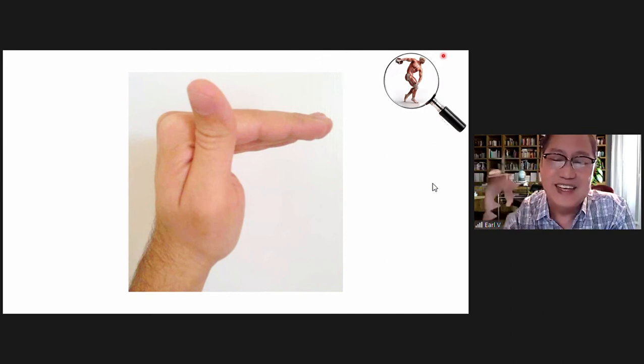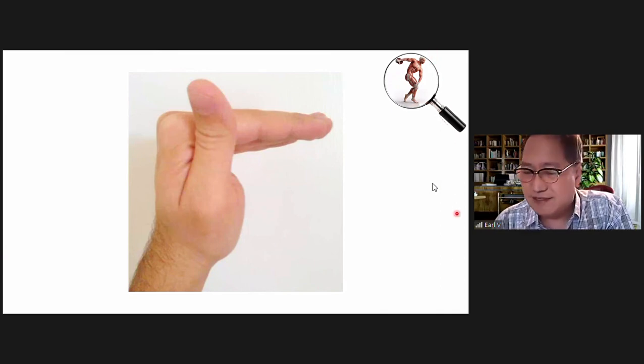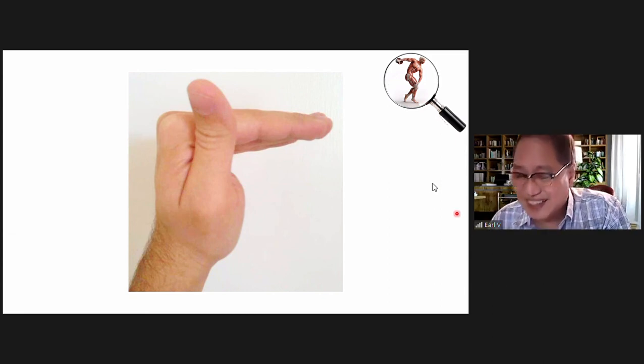What is the muscle responsible for flexion of the MP joint? What muscle? Lumbricalis muscles. Lumbricalis.